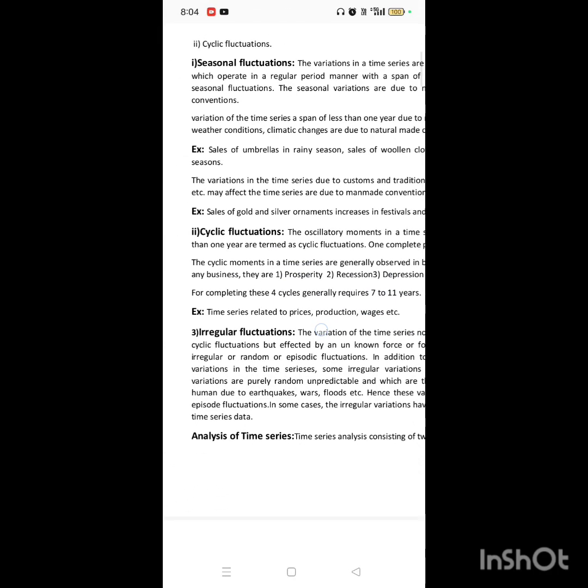Next, this is one of the best examples: sales of gold and silver ornaments increase in the festival and marriage season. Excellent. So these are very good examples for understanding seasonal fluctuations.